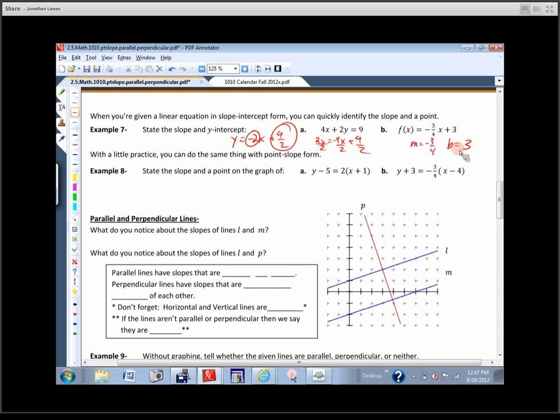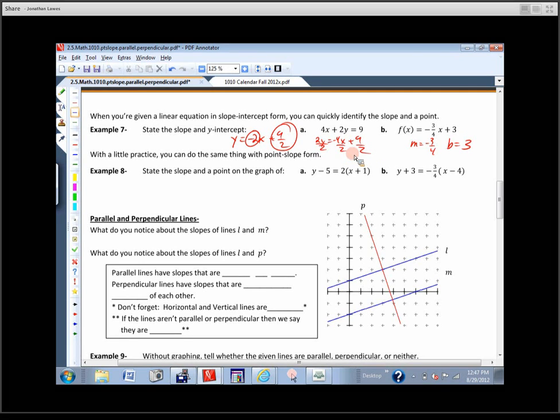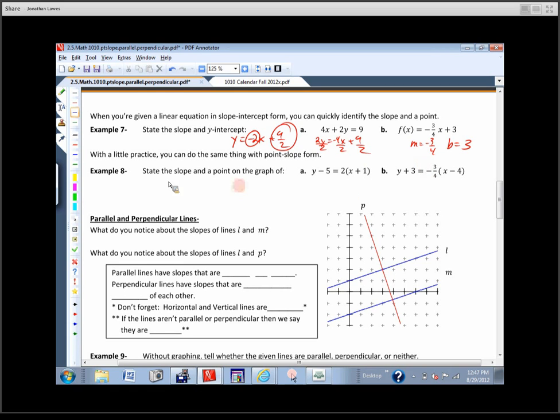Slope is negative 3/4. Y-intercept is 3. Pretty easy. I mean, it's not that bad. If this one has to be moved around so you can see what the point is on the y-axis, see what the y-intercept is, and move it around so you can tell what the slope is, we're in great shape.